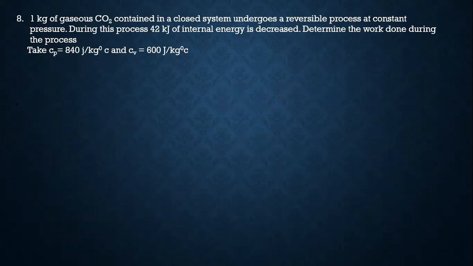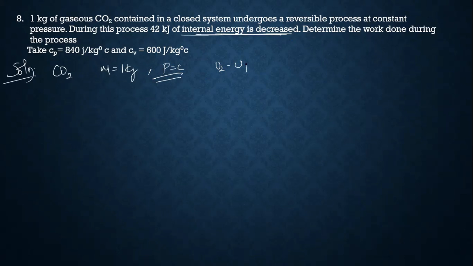Next, 1 kg of gaseous carbon dioxide. Now the gas is carbon dioxide and mass is 1 kg, contained in a closed system, undergoes a reversible process at constant pressure. During the process, 42 kilojoules of internal energy is decreased. That means U2 minus U1 is minus 42 into 10 to the power of 3. So, determine the work during the process, where Cp is equal to 840 joules per kg degree Celsius and Cv is equal to 600 joules per kg degree.